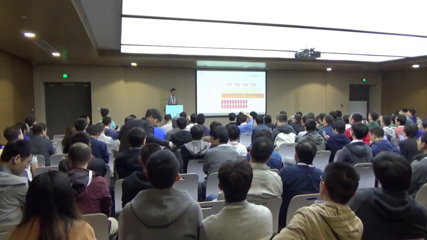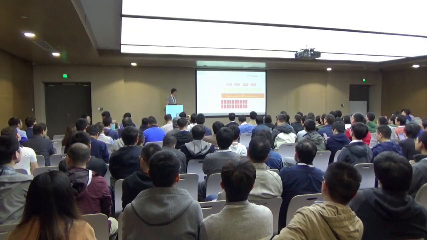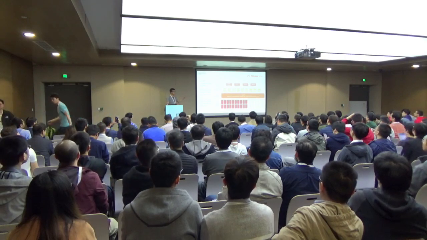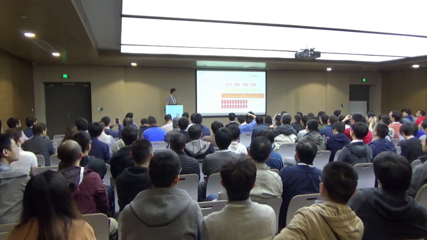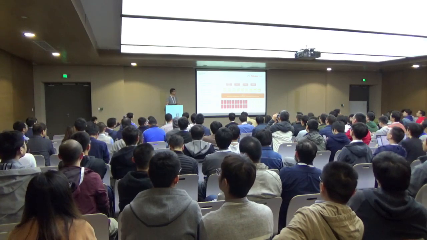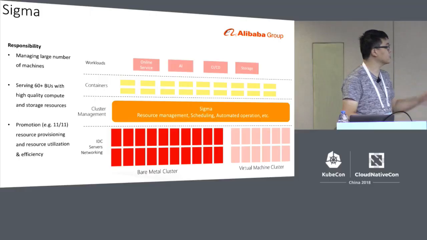First, I will introduce Sigma. As you can see on this slide, it's quite important in Alibaba's whole architecture. Actually, it's connected to the bare metal cluster and the virtual machine cluster in the cloud. And above that, there are containers and the workflow. That is a major part of Alibaba's whole architecture.